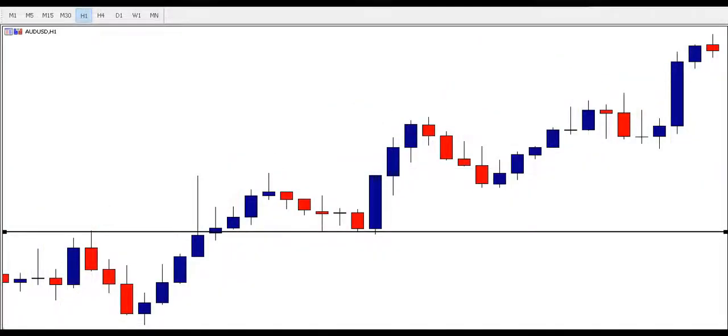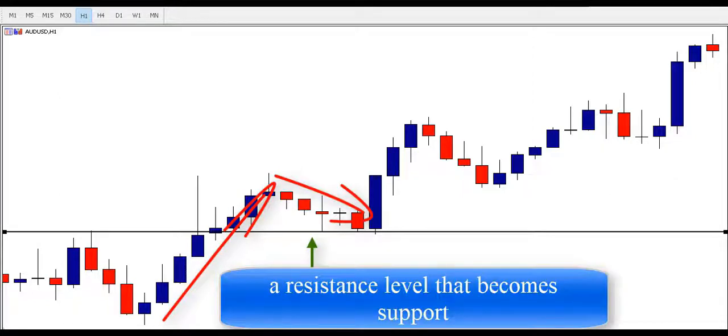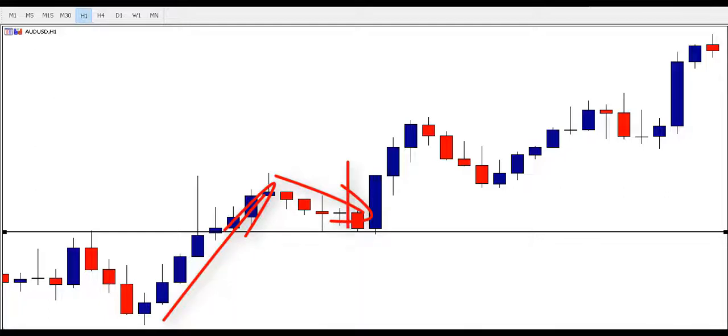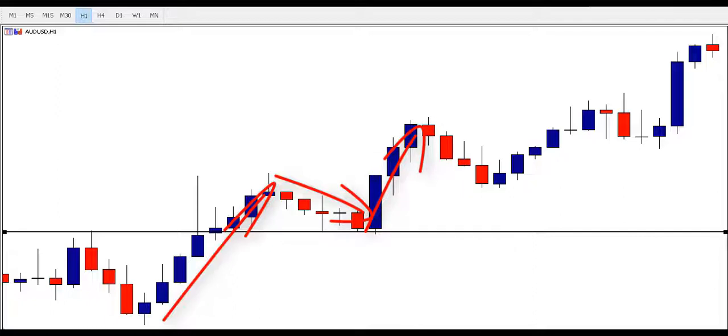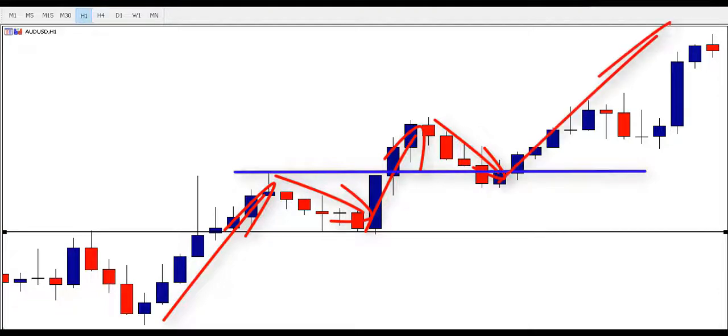Look at another example of an uptrend market. An impulsive move followed by a corrective move. Look left, a resistance level that becomes support. This is a reference point for buyers, and when the market reaches this level, we can see a clear signal of an engulfing bar that indicates the beginning of a new impulsive move. The same thing happened here. This corrective move formed the resistance that becomes support, and when the market reached this level, another impulsive move took place.